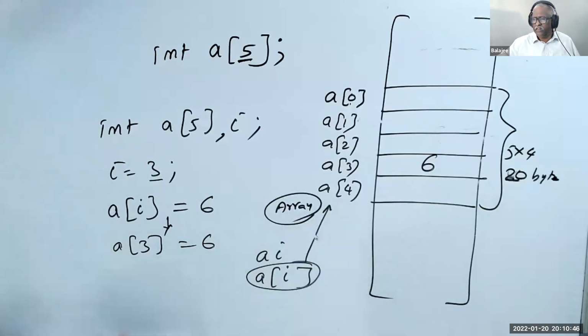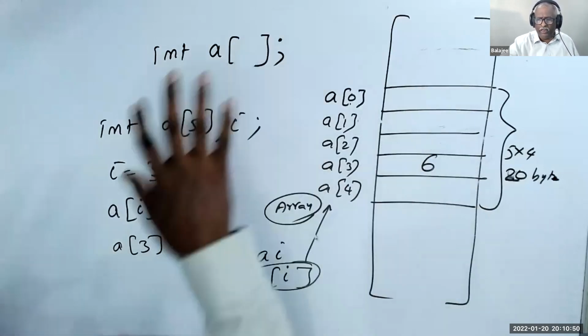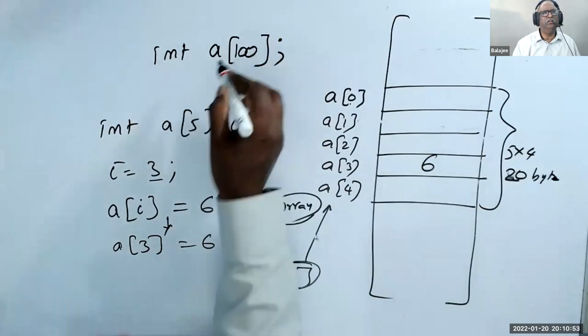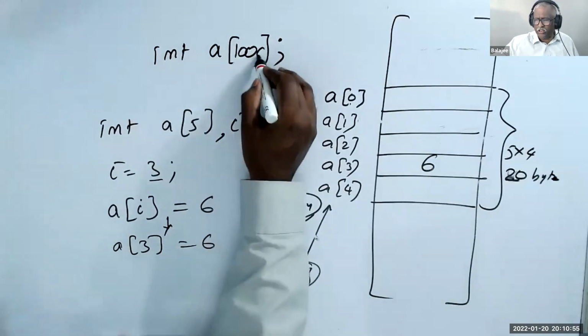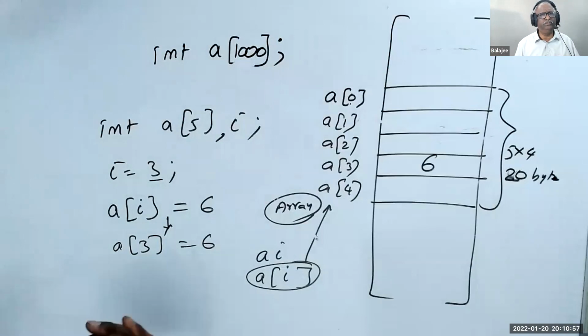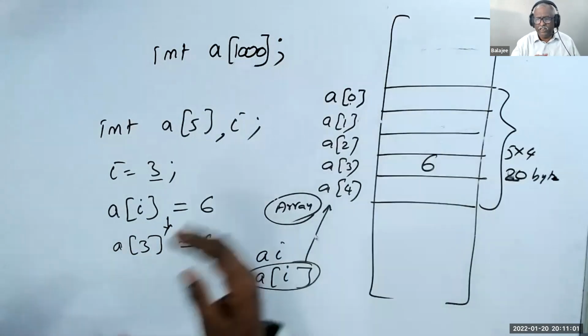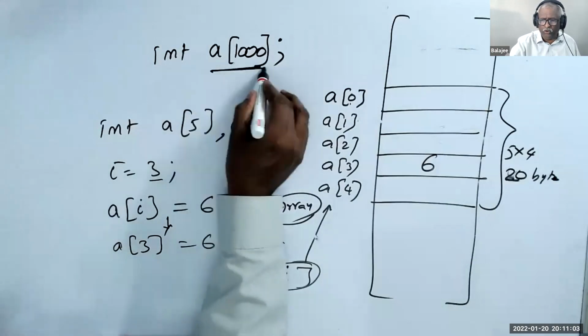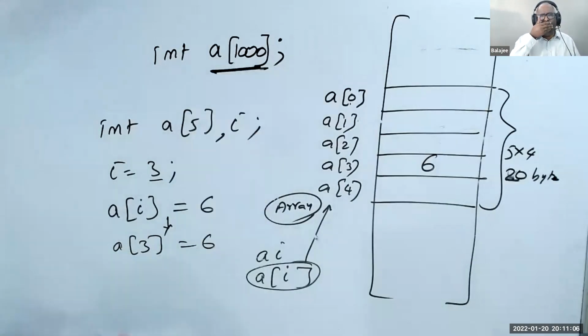Array means it allocates space for more. Let us say I want 100, I can say 100. 1000, it allocates 1000. That's the advantage of C. That's the power of C. I can allocate 1000 spaces in one command. You understand that? Is it clear?